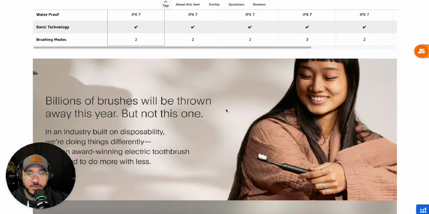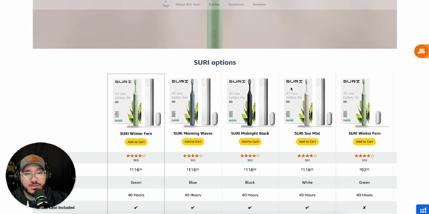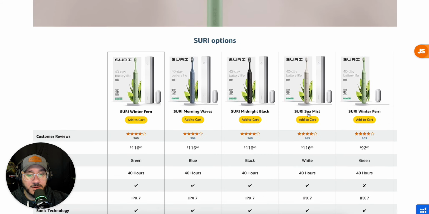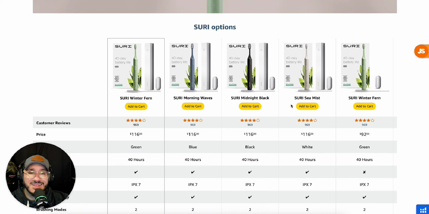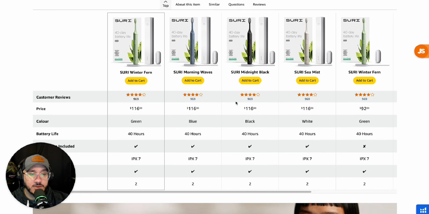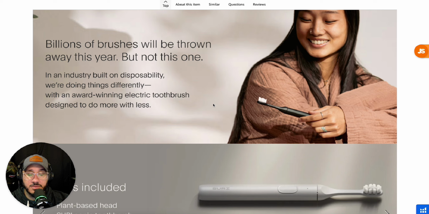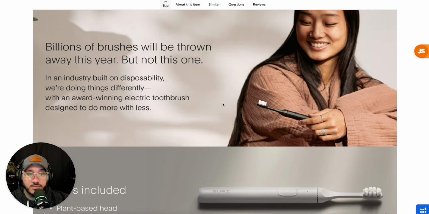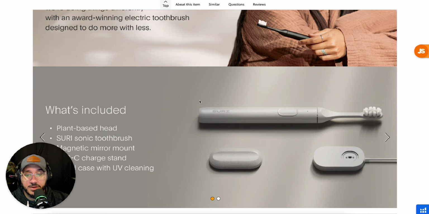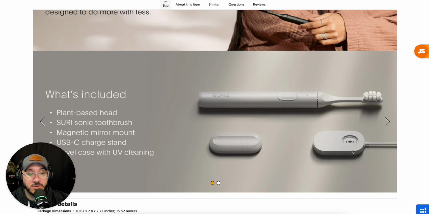Okay, they put the module in the middle here. Be careful with that. Sometimes when people get to the chart, they usually think that's the end of the A plus content. So I didn't realize they put it in the middle. There's some more stuff. Billions of brushes will be thrown away. Great. Why is that bad? Okay. Now I actually see how it charges.